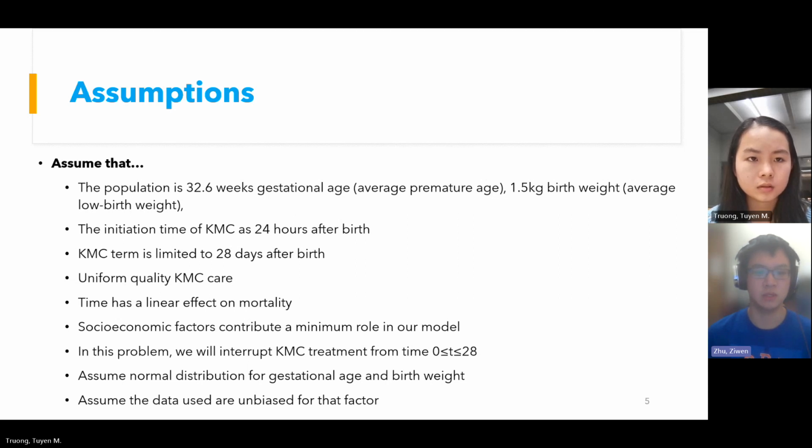In this problem, we'll interrupt KMC treatment from time between 0 and 28. And we also assume there is a normal distribution for gestational age and birth weight. Also, we assume the data we used are unbiased for the factor they represent.